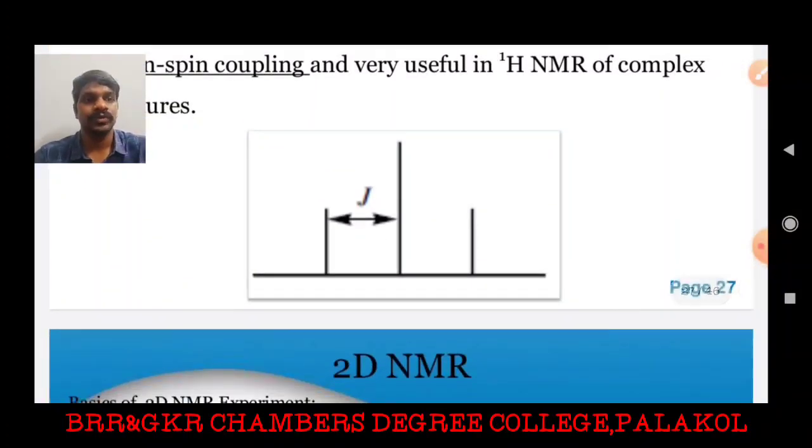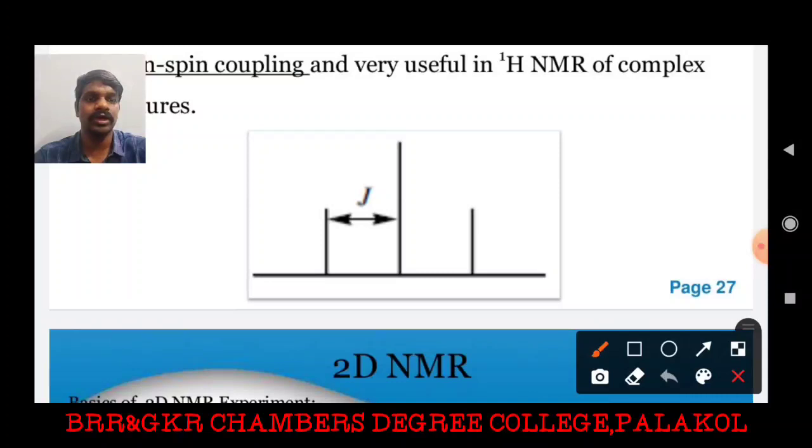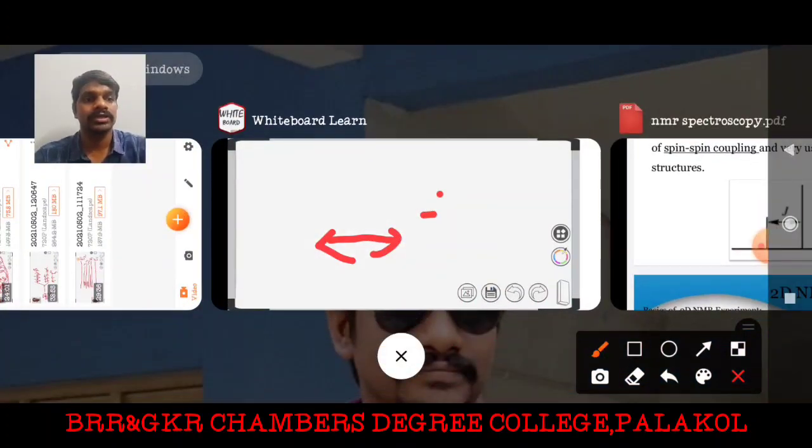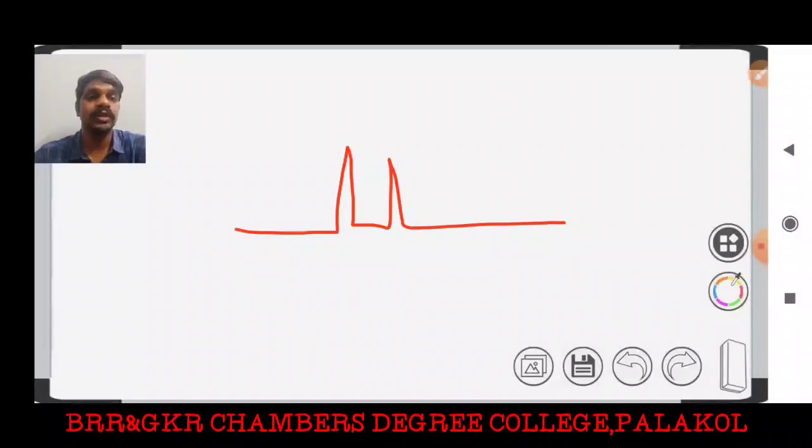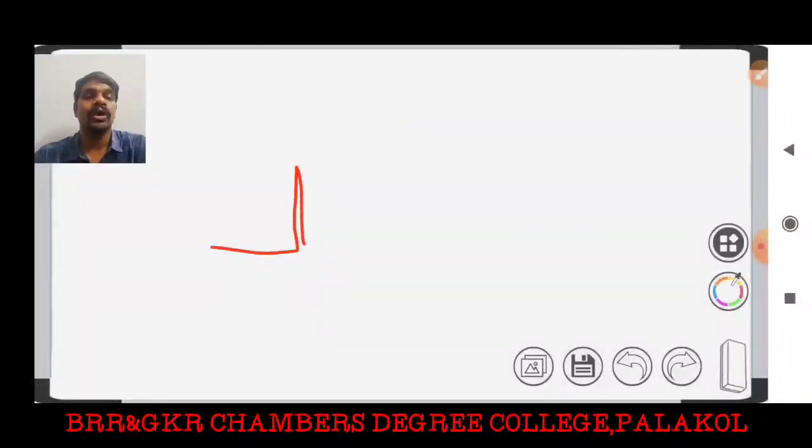So here we have a triplet. What is meant by coupling constant? It is the distance between two adjacent peaks. For example, if we take one doublet, what is the coupling constant? Here we have only two signals, so in this doublet the distance between the two signals is called the coupling constant. Or if you have one triplet, what is the coupling constant? Again, in this triplet the distance between either these two signals or these two signals is called the coupling constant.